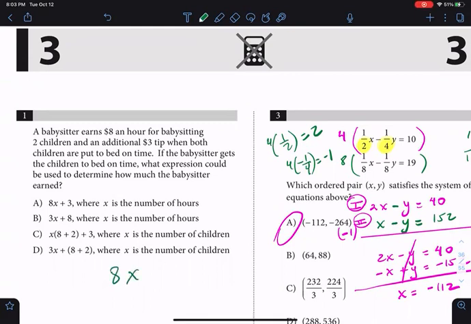X is the number of hours that she works, and every time that she puts the kids to bed on time, she gets $3. So this is the answer, right? X represents the number of hours. You multiply that times how much money she makes per hour, and you add three additional dollars when she puts the baby to sleep on time, right?